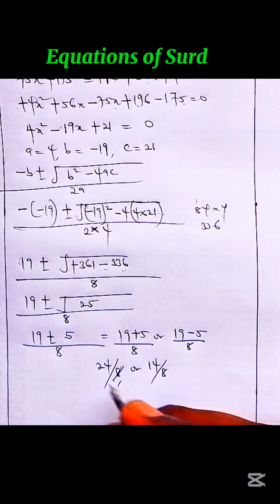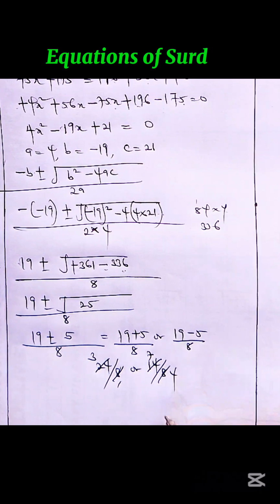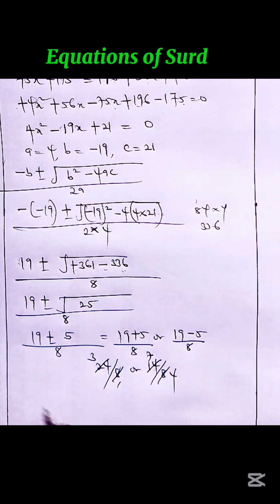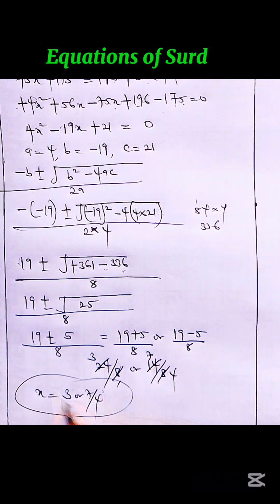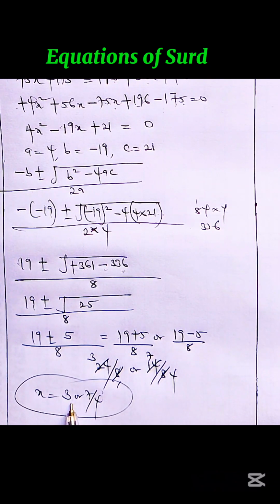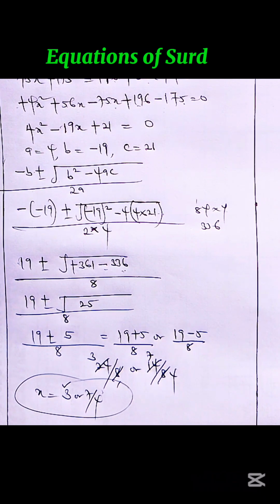So 8 here 1, 8 here 3, 2 here 7, 2 here 4. So our x is 3 or 7 over 4. So when you look at this very well, you find out that 3 is our perfect result. If you pick your 3 up and fix it in that equation, you will get a perfect result.